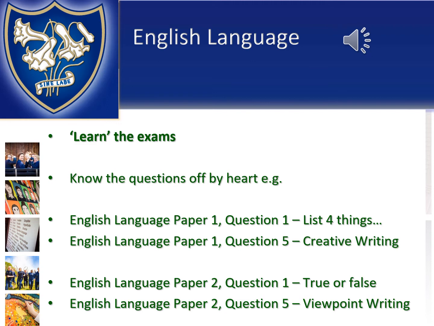For example, English Language Paper 1, Question 1 will ask you to list 4 things, but this is a different question to English Language Paper 2, Question 1, which will ask you to identify true or false statements. Similarly, the two writing pieces on the language papers are very different, and you really need to know what the differences are between these so you can best prepare for them. Paper 1 asks you to produce a creative writing piece, and paper 2 will ask you to produce a viewpoint piece. So it's really important to understand and learn the exams and their questions off by heart.